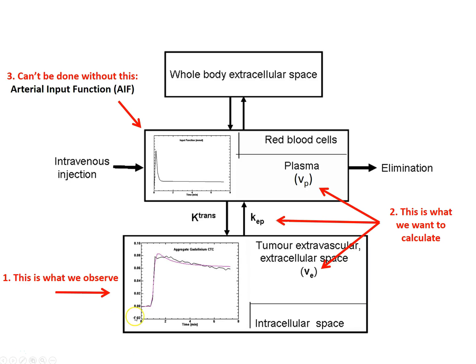Now, what you have to remember is that this is what we observe at a tissue level. Signal intensity, which is then modeled, and we are interested in extracting these values: the transfer constant, the rate at which the contrast agent returns to the blood plasma, the plasma volume, and the extracellular space. We can't do this unless we know what the rate of delivery of contrast agent is to the tissues, and this is the arterial input function.